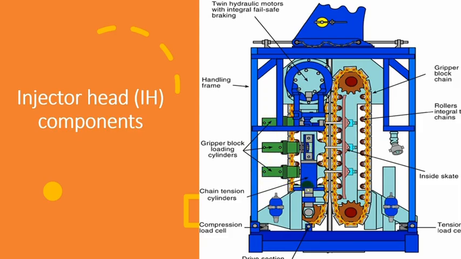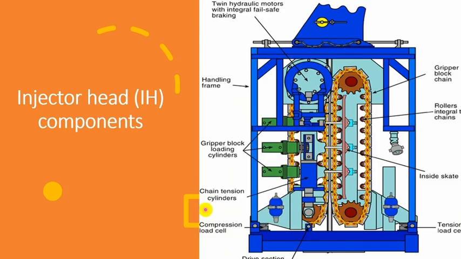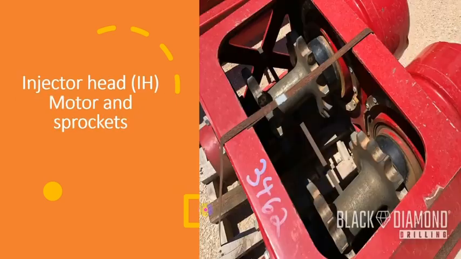We have here a chain tension cylinder which pushes this sprocket to keep the chain always in tension and prevent chain buckling in case of a high pressure well. Also, we have load cells which read the weight measurement of the coil tube. It can read compression or tension, or both. We will talk about everything in the next slide.